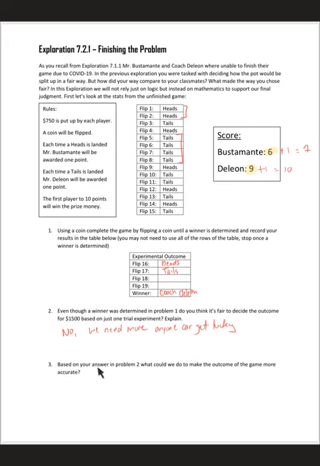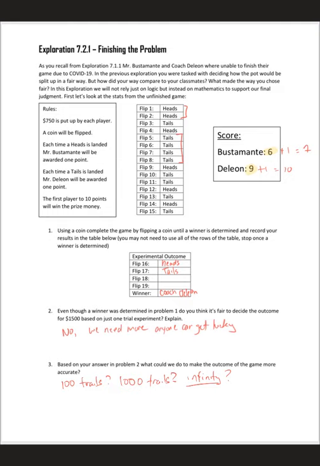Question number 3 says, based on your answer in problem 2, what could we do to make the outcome of the game more accurate? Well, if instead of just using 1 trial, maybe 100 trials, right? 1,000 trials. How many trials would we do to make it perfectly fair? Maybe infinite trials, right? Is that even possible? Is it possible to do infinity trials?